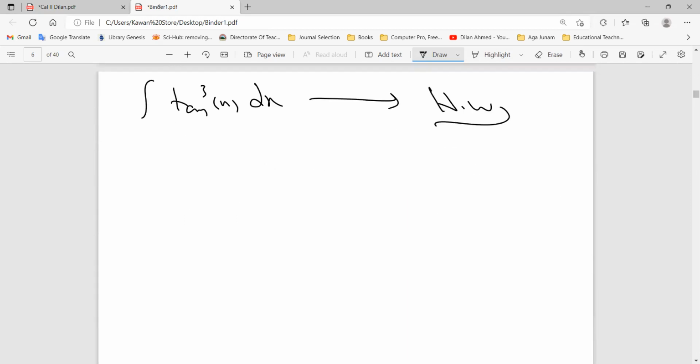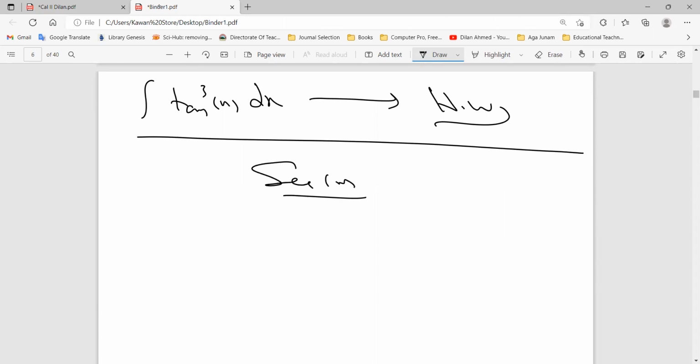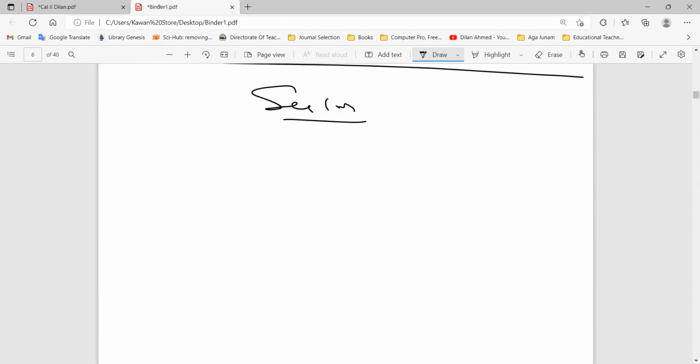Okay. Now I'm going to secant. Secant alone. So if I have secant of x dx, the result will be what? The result is equal to what?